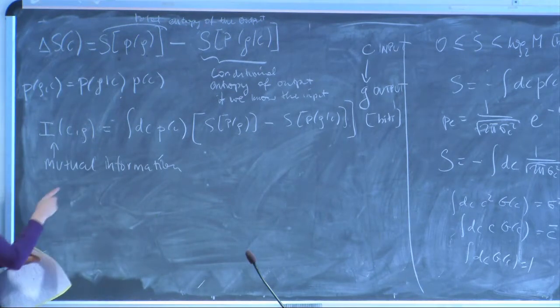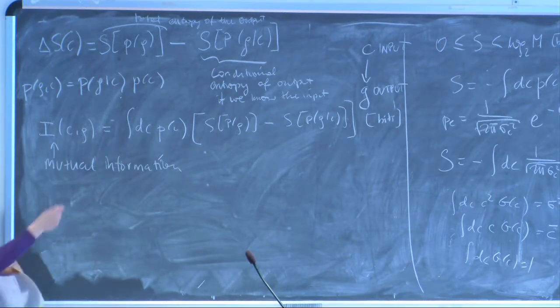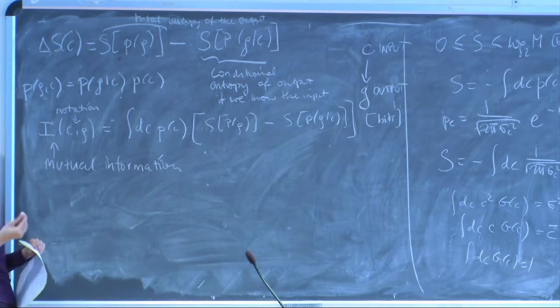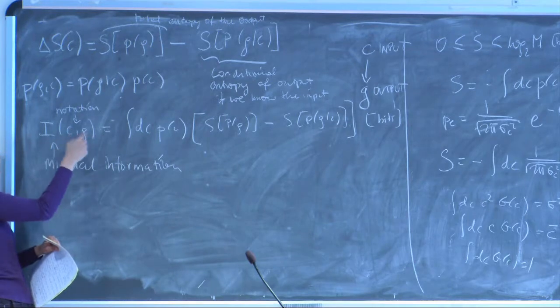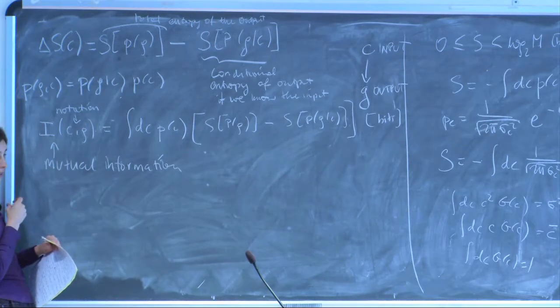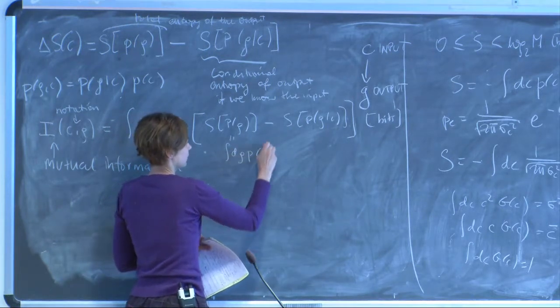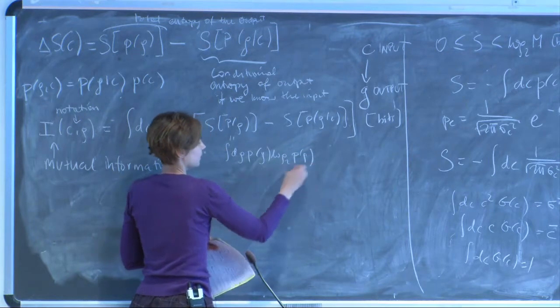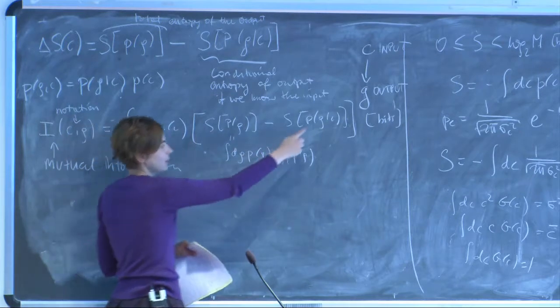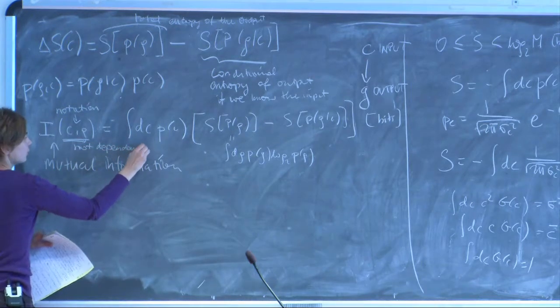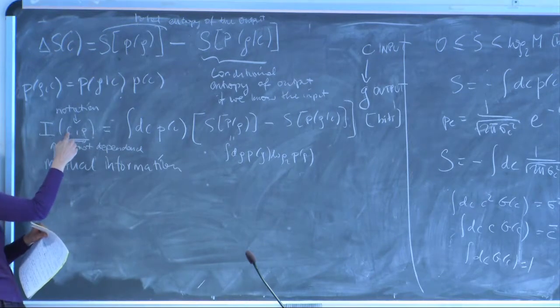And this is just notation. Here you've integrated over both C and G. It does not mean it's a function, but mutual information only makes sense if you say it's between this and that, so you typically say between what two variables it is, just to remind yourself. It doesn't depend on C or G, because this is an integral over G, and here there's also an integral over C. So this is not a dependence. It's just notation to remind you that you're looking at the information between these two variables.